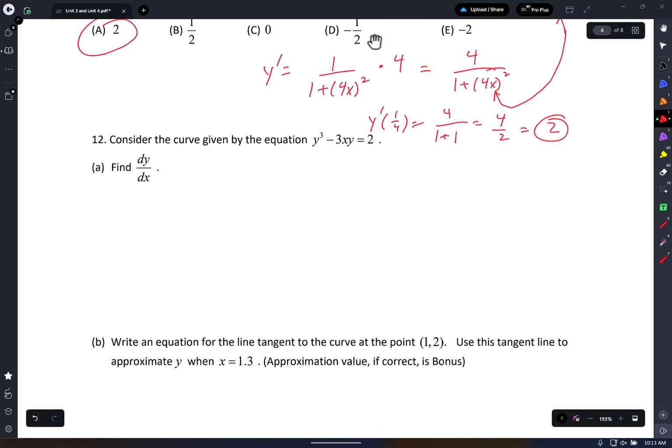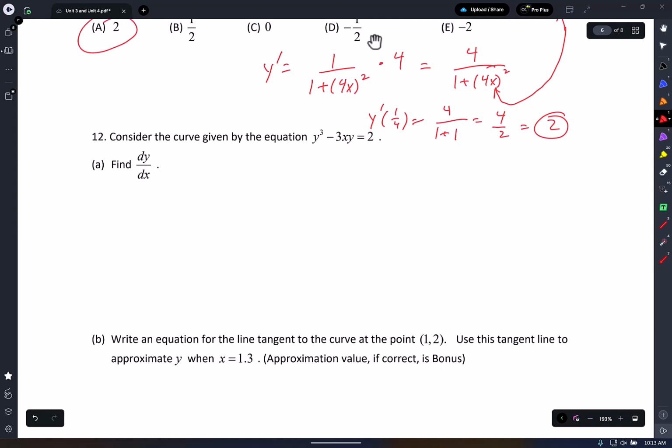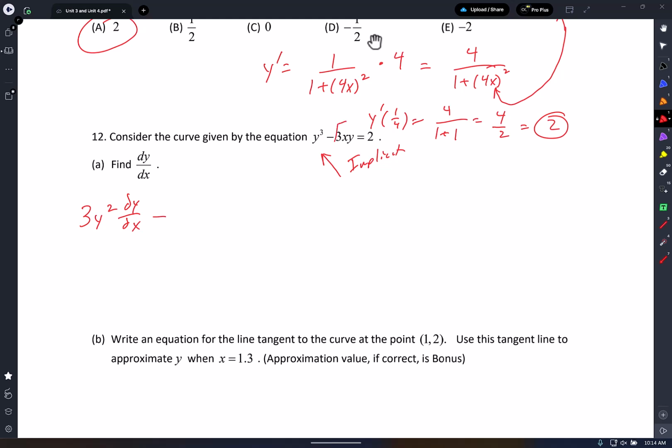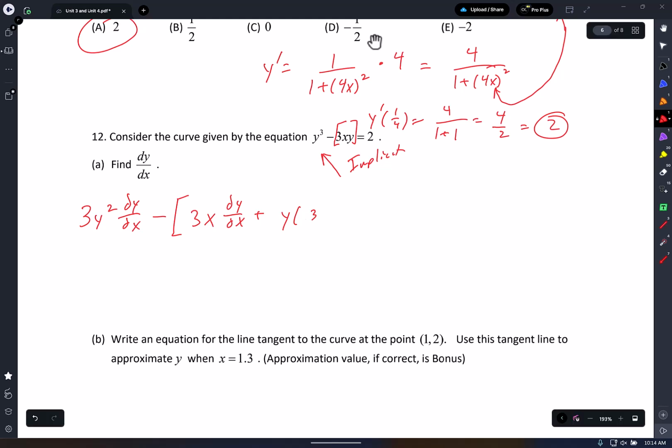All right, let's continue. Consider the curve given by the equation y cubed minus 3xy equals 2. So again, implicit. We're just going to take a derivative. So 3y squared dy dx, taking the derivative with respect to x, minus, and then do the product rule with this. I'll leave the 3 grouped there. First times the derivative of the second, plus the second, y, times the derivative of the first, which is just 3, because I put the negative on the outside. Equals 0, since the derivative of 2 is 0.